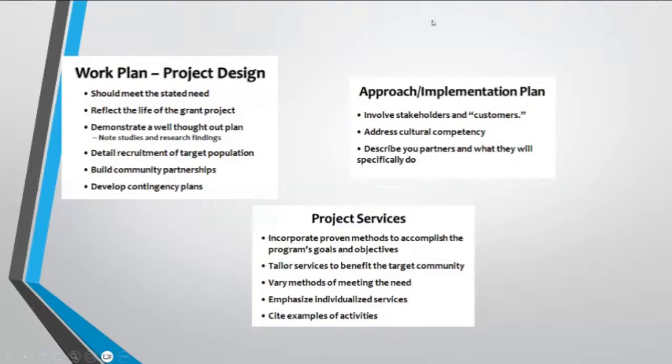Next, it should detail recruitment of target population. How do you plan to bring in people and let them know what your program is all about? Next, you should talk about how you're going to build community partners. And then finally, you want to develop a contingent plan. Suppose the original plan is not working. What is your backup plan?